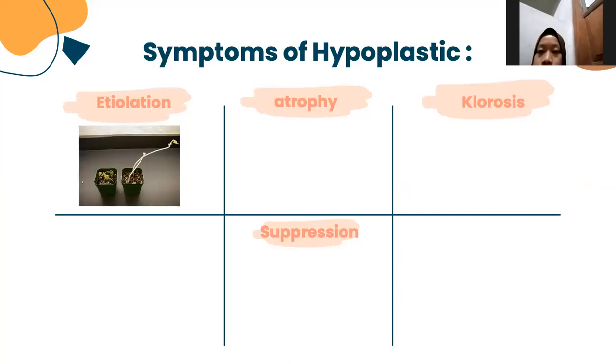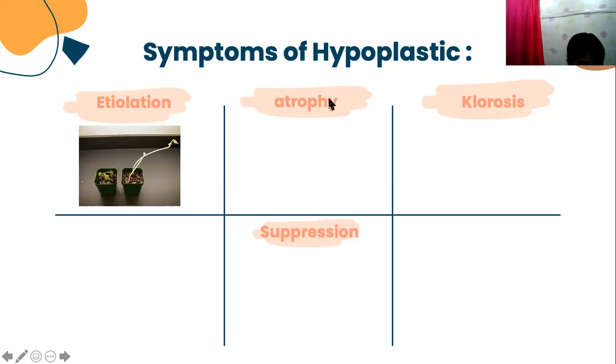Symptoms of hypoplastic. First feature, etiolation. In etiolation, the plant grows very fast, but the condition of the plant is weak. The stem is not strong, the leaves are small, and the plant looks bad. Symptoms of etiolation occur because of the absence of sunlight.